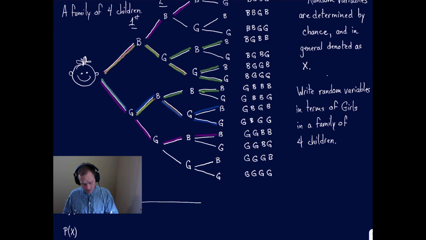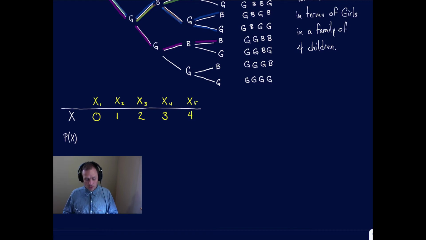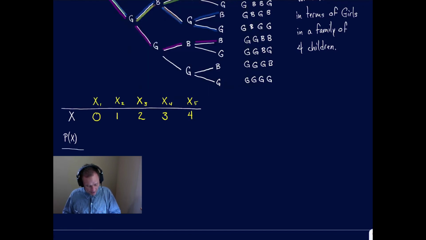So let's come down here. Our X1 is going to be 0 girls. Then X2 would be a family of 4 children with 1 girl. Our next one would be a family of 4 children with 2 girls, and a family of 4 children with 3 girls. And our X5 value would be a family of 4 children, all girls, 4 girls.